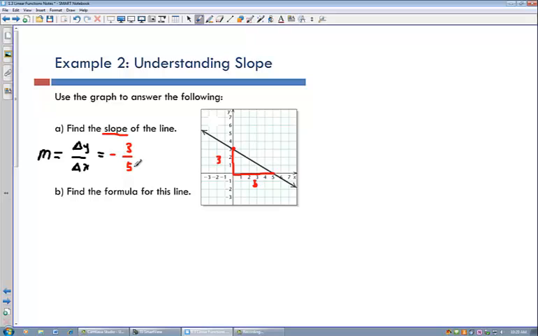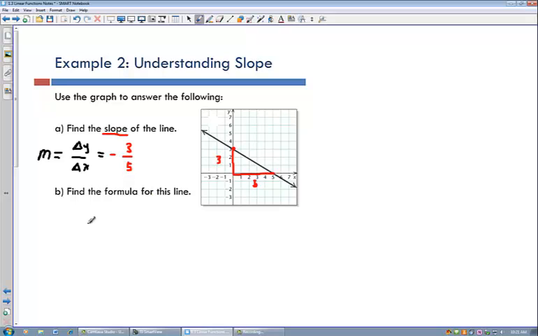And so what does this mean? It means if you go over 5, you go down 3. Or you could say if I go down 3, I go over 5. That's what this slope means. Or you could actually say if I go over 1, just 1 unit, I go down 3/5. Go over 1, down 3/5, over 1, down 3/5, and so on, and you go down a total of 3 units. So think about that. I think it's important for you to understand.